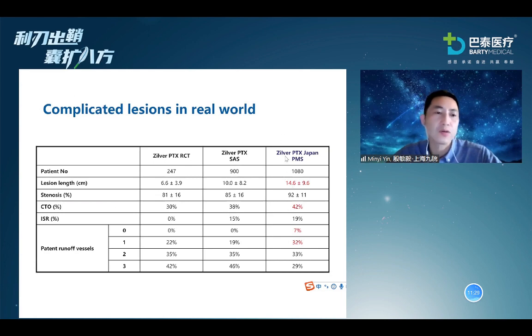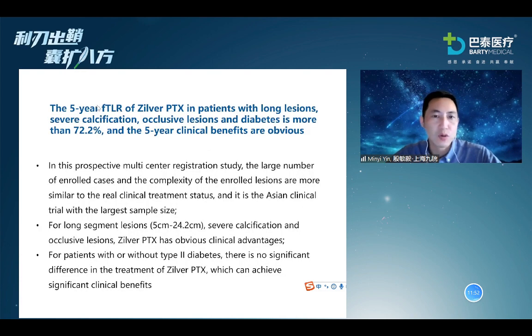It's a study conducted in Japan, and the complicated lesions are dominant, because previously in the clinical studies, it was mostly simple lesions. But in the Japan study, you can see it's TASC C, and the average lesion length is 15, and CTO 7%, and only one outflow, close to 40%, for long lesion, for severely calcified lesion, occlusive lesion, especially in combination with diabetes. After using the DES, there may be better clinical benefits.